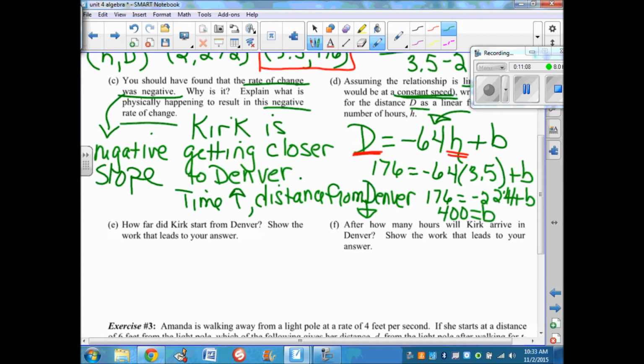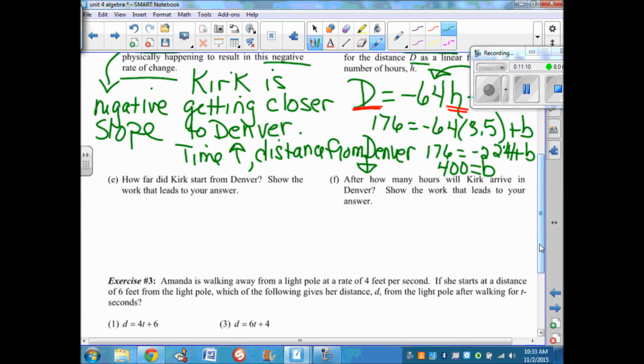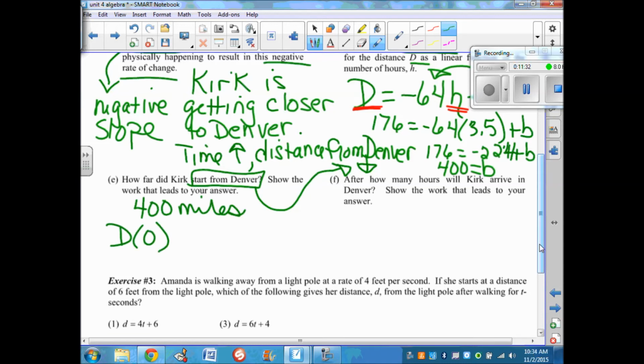That B, that y-intercept. So it says, how far did Kirk start from Denver? We just found that, so 400 miles. Show the work that leads to your answer. We definitely found B over there, but another way that we could show it is at time 0, D of 0, that's a starting point. So using our equation, negative 64 times 0 hours, plus 400.